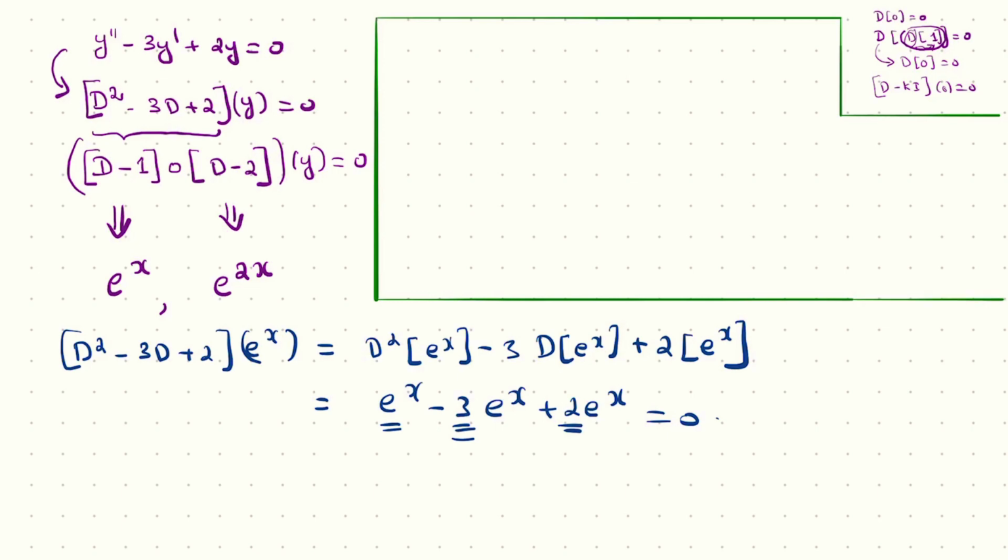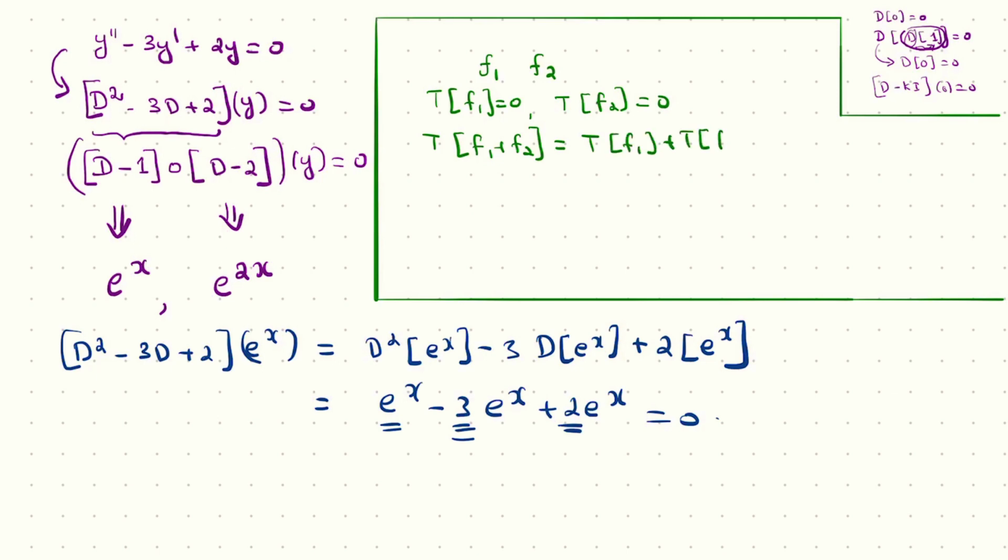The property is, if you have f1 and if you have f2, and if an operator makes f1 zero, and that same operator makes f2 zero, what can you say about T of f1 plus f2? We know that it's a linear operator, so this is T of f1 plus T of f2. Because of linearity, the first one is 0 because of this, the second one is 0 because of this, so therefore the whole thing is 0.